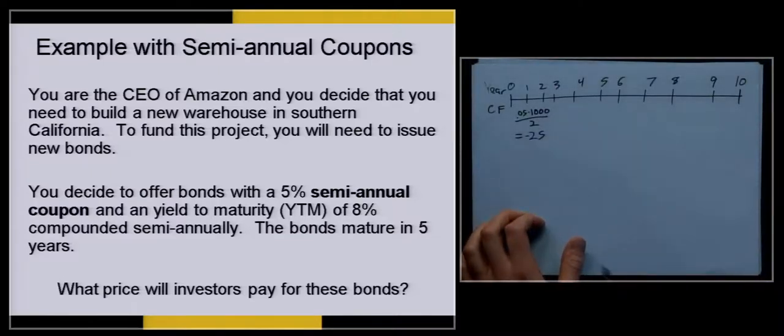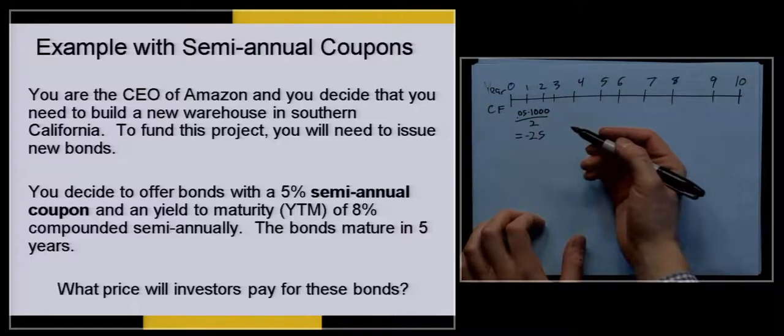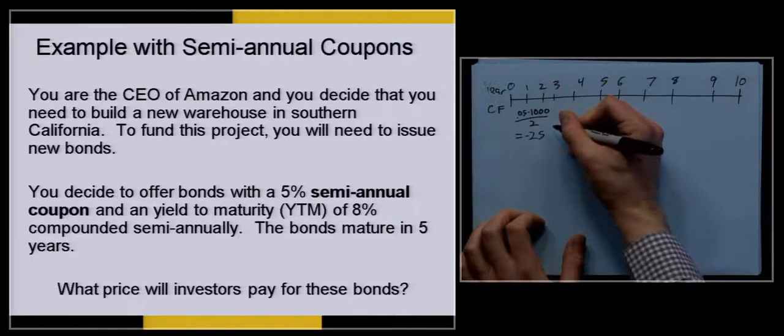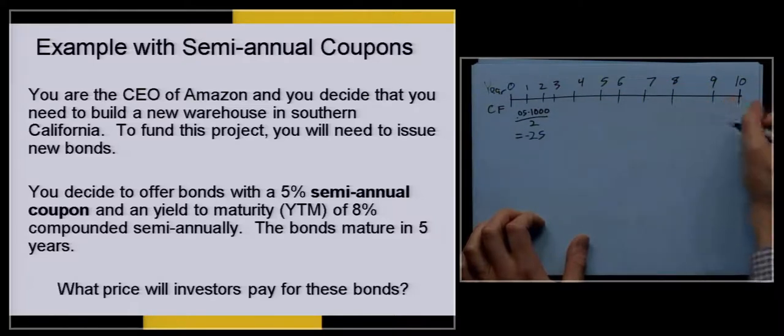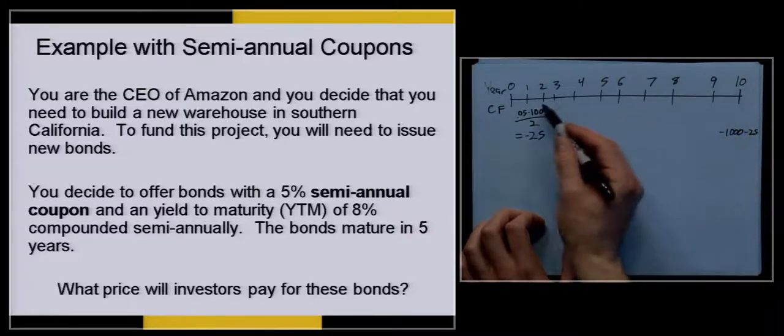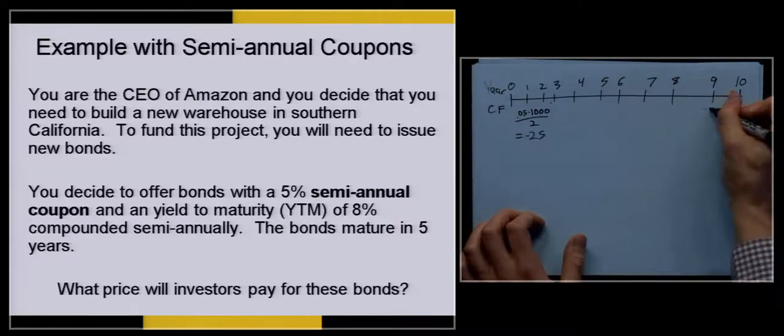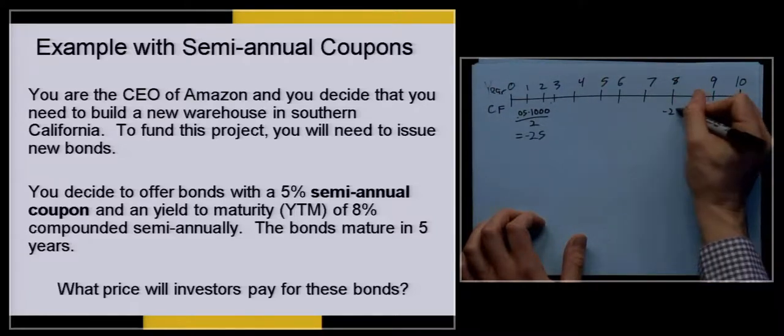So for each period, at the end of every 6 months, we're making a $25 cash outflow, and at the very end, we're also going to make the face value payment, and that's going to be a cash outflow from our perspective. So we're going to put a negative 1,000 and a negative 25. Now, all of these other lines on this timeline of cash flow are going to be negative 25 as well.